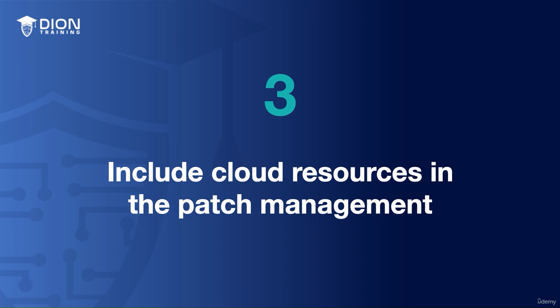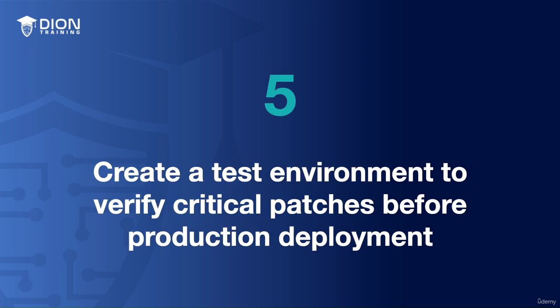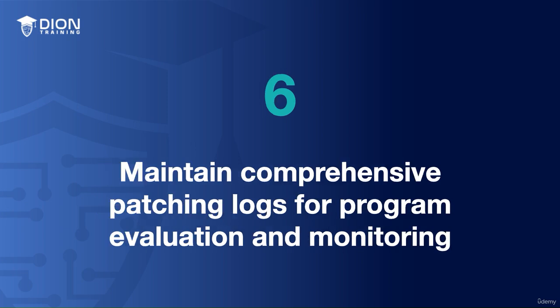Third, you should ensure you account for your cloud-based resources as part of your patch management as well. And fourth, you should review and triage all your patches as urgent, important, and non-critical. That way, you can prioritize your patching efforts and dedicate the proper amount of resources to it. Fifth, you should have a lab or test environment in which you're going to test all your urgent and important patches to make sure the functionality is right prior to deploying them to your production environment. Sixth, you should maintain detailed logs of your patching activity so that way you can evaluate and monitor your patch management program and its deployments.